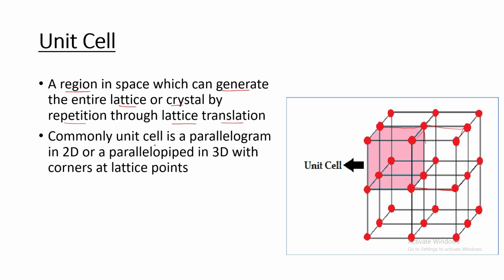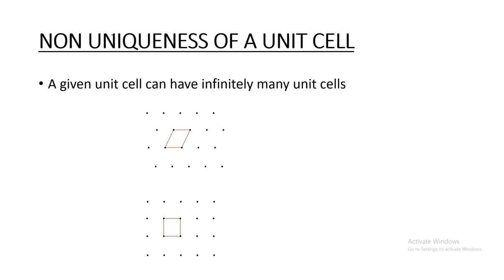Commonly, we will take the unit cell as a parallelogram in 2D or a parallelepiped in 3D with corners at lattice points. So we will take these corners as the lattice points. Now, next is non-uniqueness of unit cell. You can have infinitely many unit cells. So you can see that a given lattice can have infinitely many unit cells.